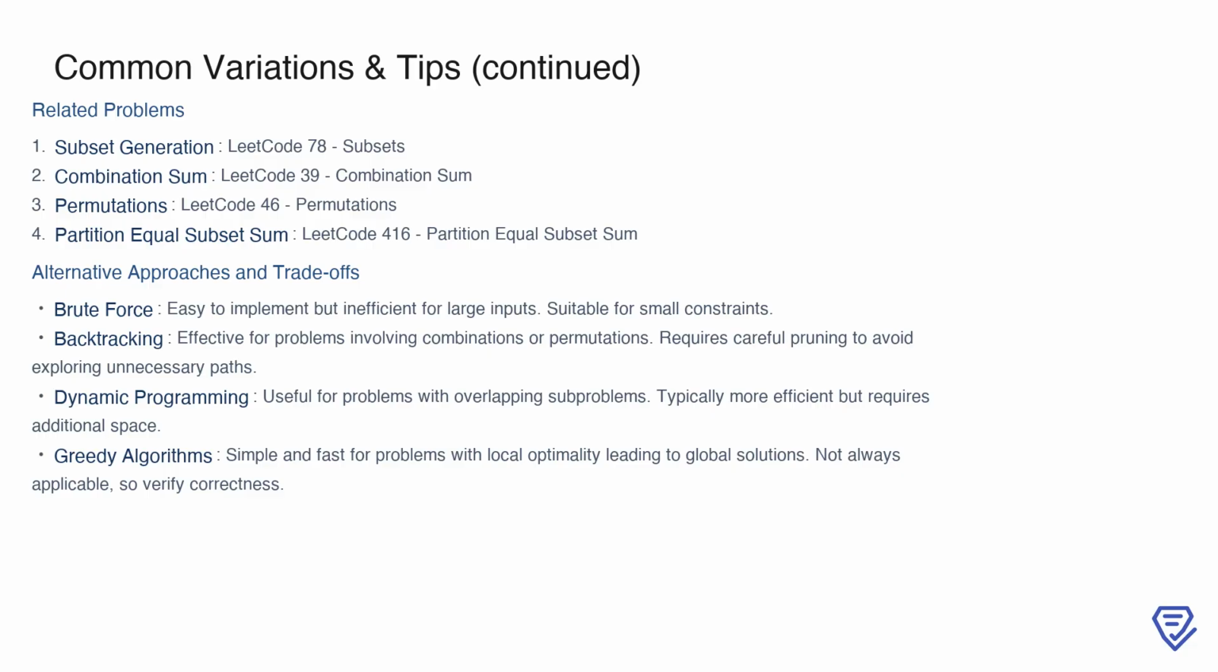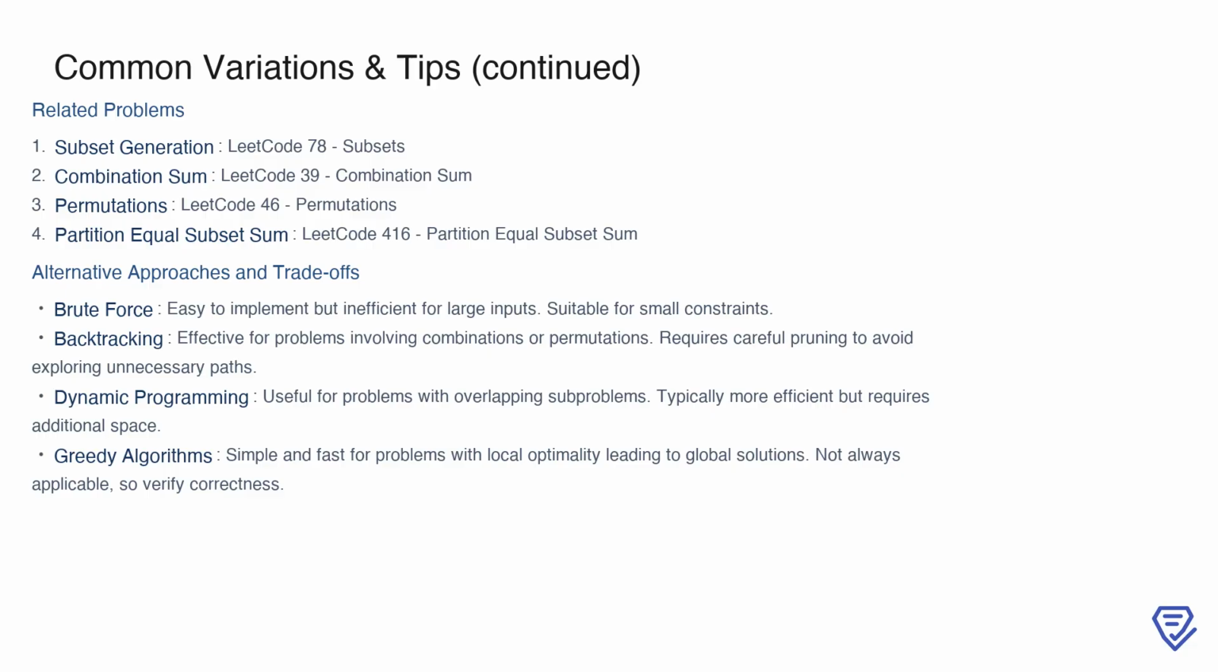There are also related problems that can help you build a stronger foundation. Examples include LeetCode 78 for subset generation, LeetCode 39 for combination sum, LeetCode 46 for permutations, and LeetCode 416 for partitioning subsets with equal sums. Each of these problems reinforces concepts relevant to this challenge.